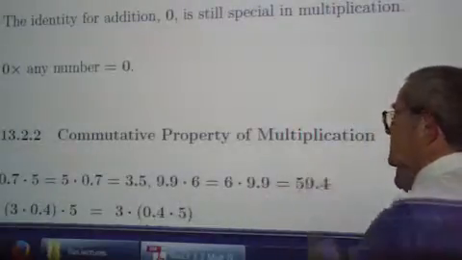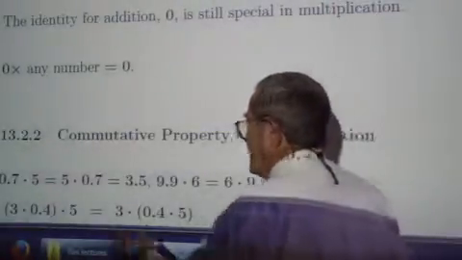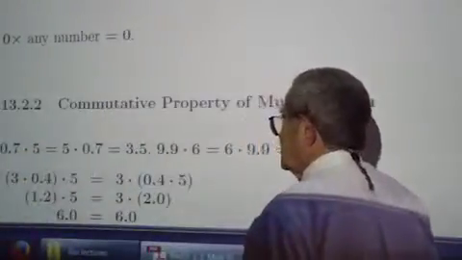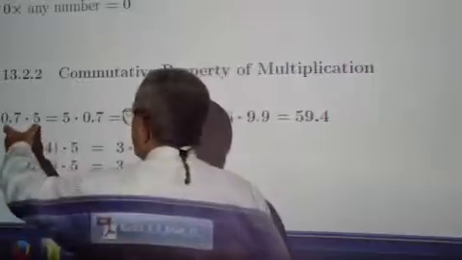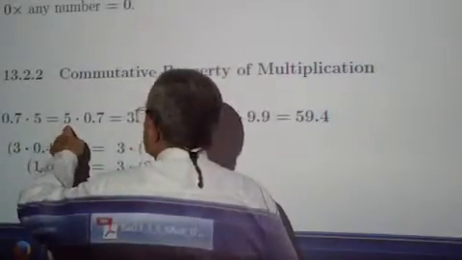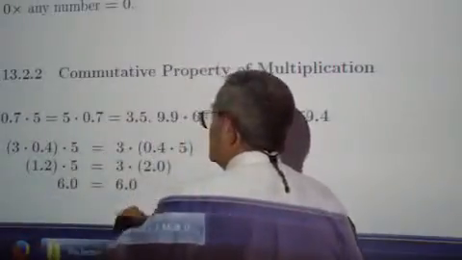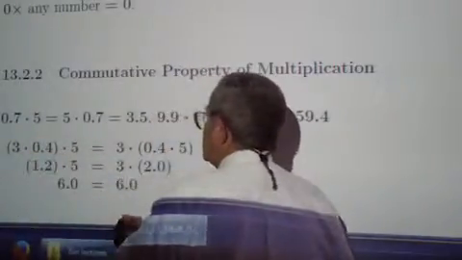The commutative property of multiplication. The 5 and the 0.7 can switch places. I show you that 0.07 times 5 is the same as 5 times 0.07. That's for commuting. This is the associative property.